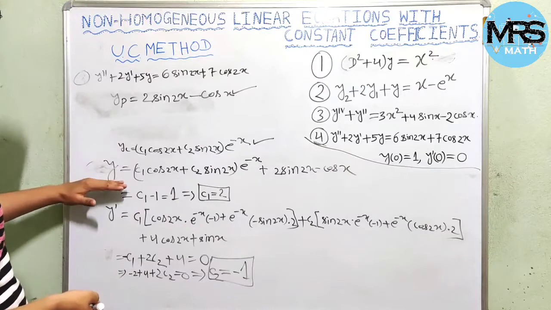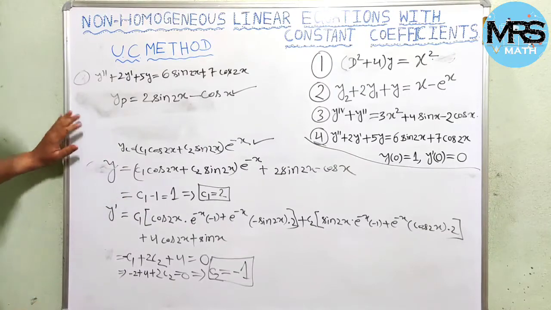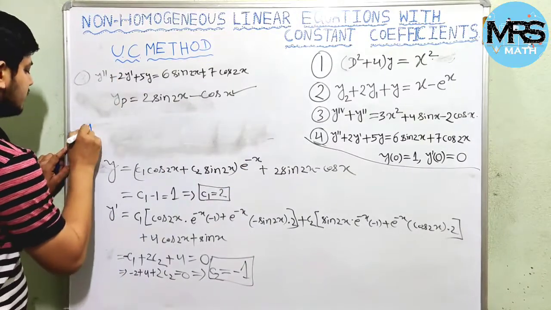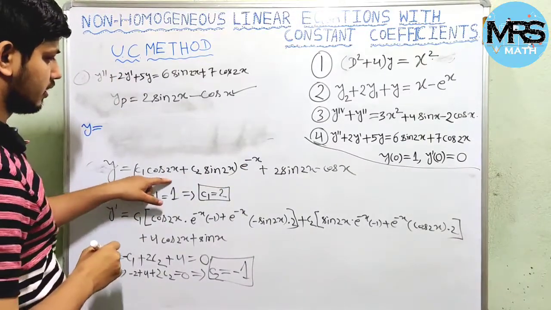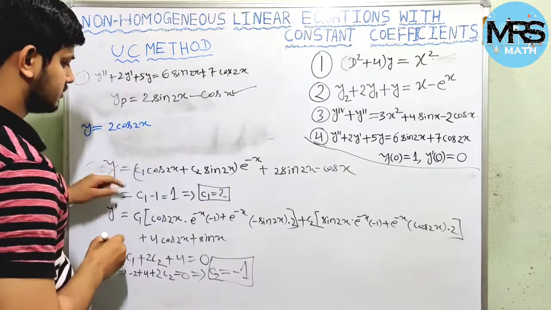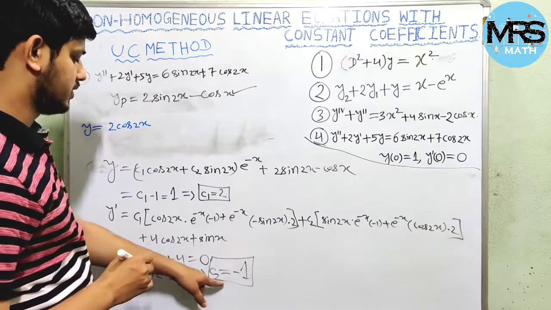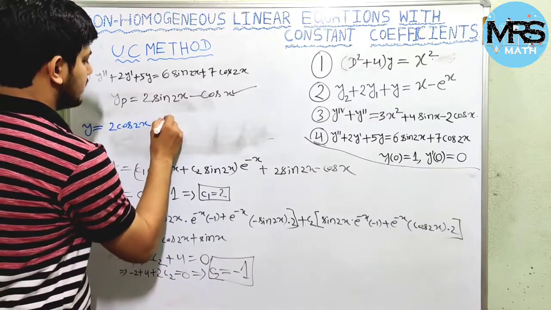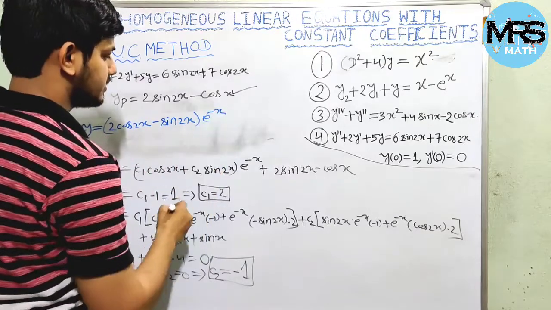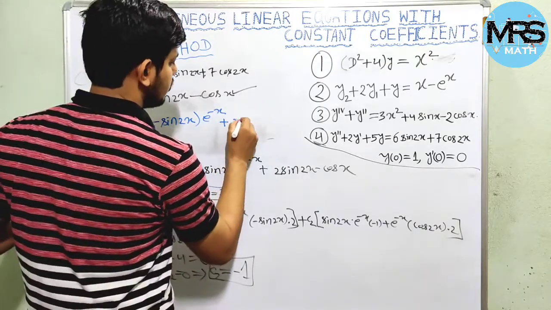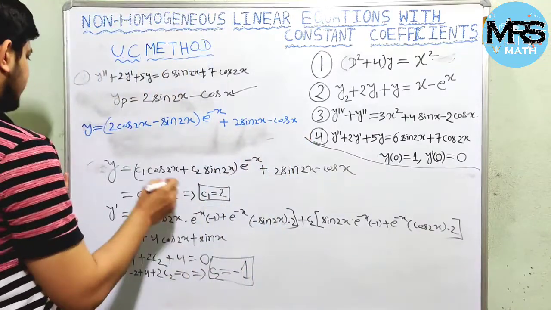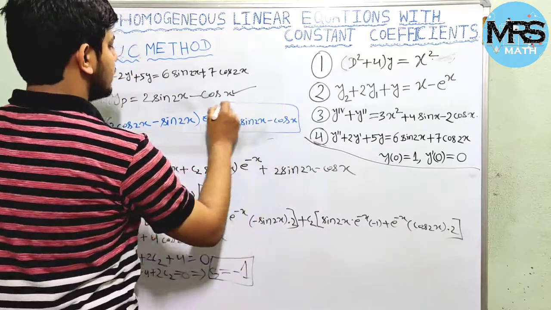So what we can write is our final y. Our final y will be equal to c1 cos 2x, that is 2 cos 2x, plus c2 sin 2x, that means minus sin 2x, into e to the power minus x, plus 2 sin 2x minus cos x. Okay, so this is our final solution.